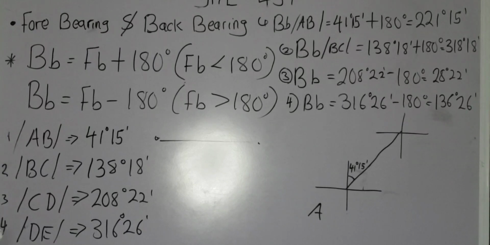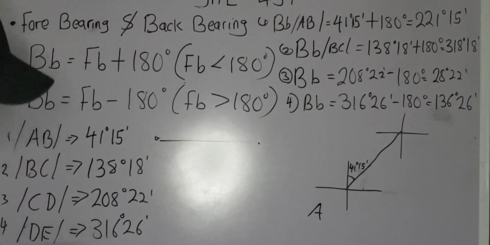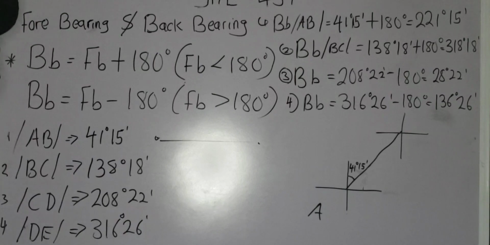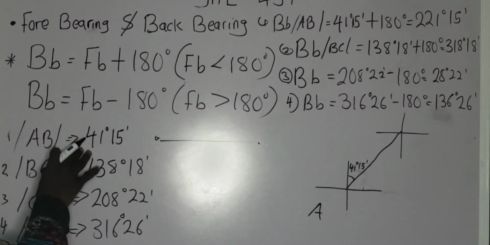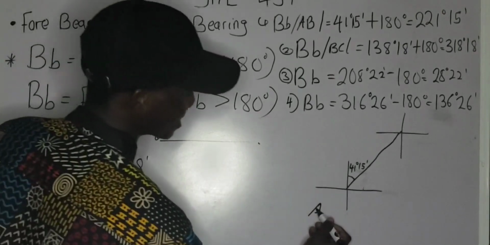Now, let me teach you the second method, which is the diagram method. I'm already progressing with that method, but before that I had to first teach you the formula method. Now let's check whether what we got here is correct. We have the first question, where the Fore bearing we are given is 41 degrees and 15 minutes, which is what I've already done here. I've already started the diagram.